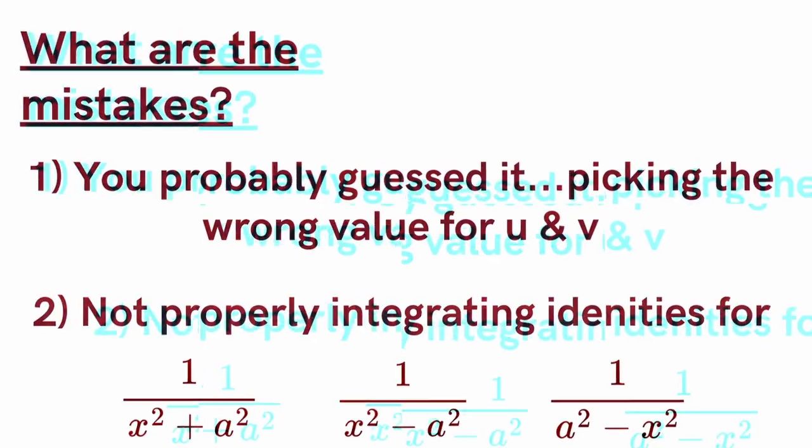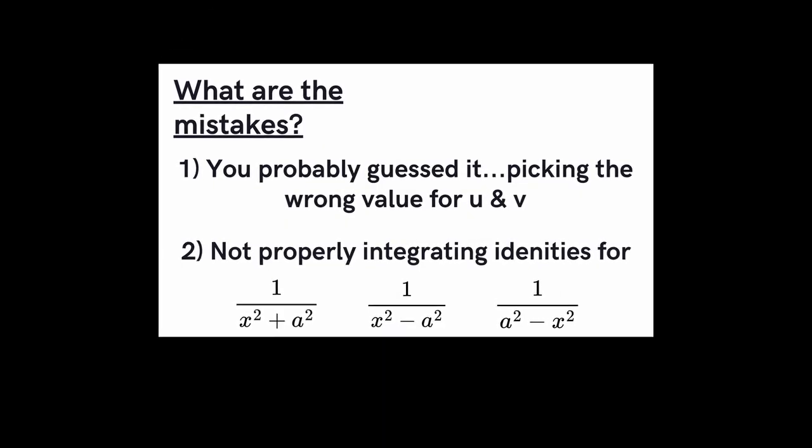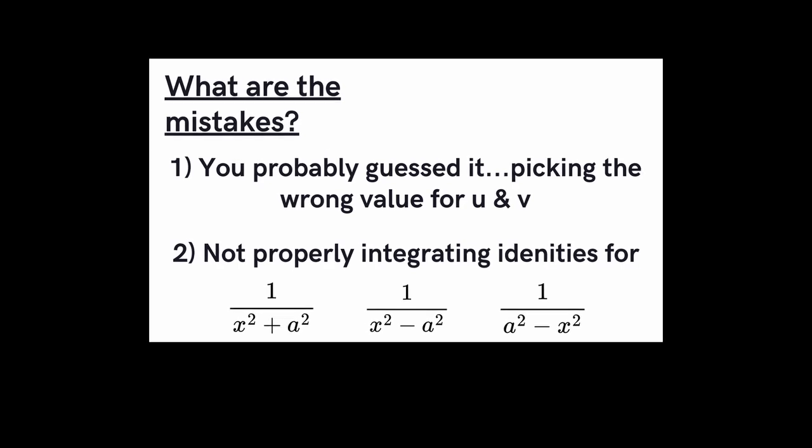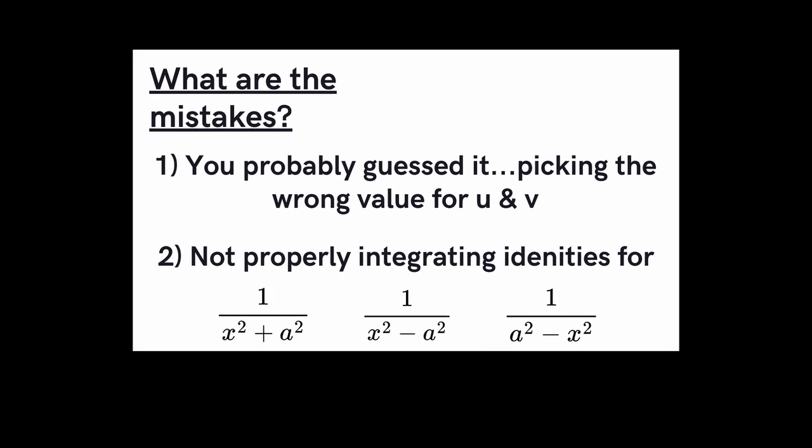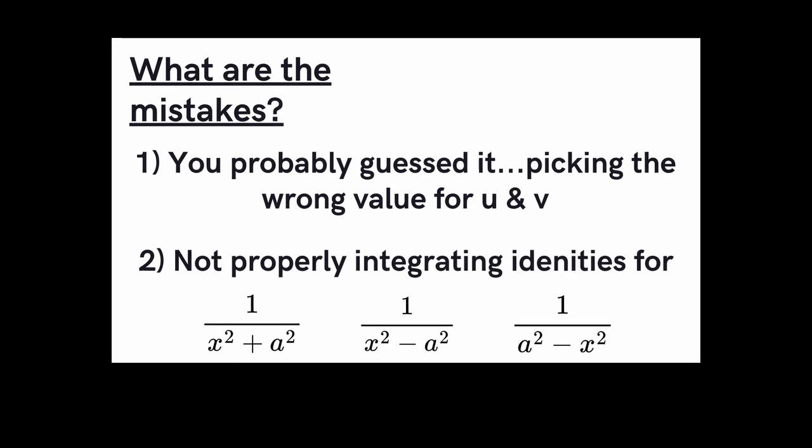It's picking the wrong value for u and v in the uv minus integral v du equation. It's either that, or you're not properly integrating the identities for 1 over x squared plus a squared and its variants. These are the key mistakes that often crop up.